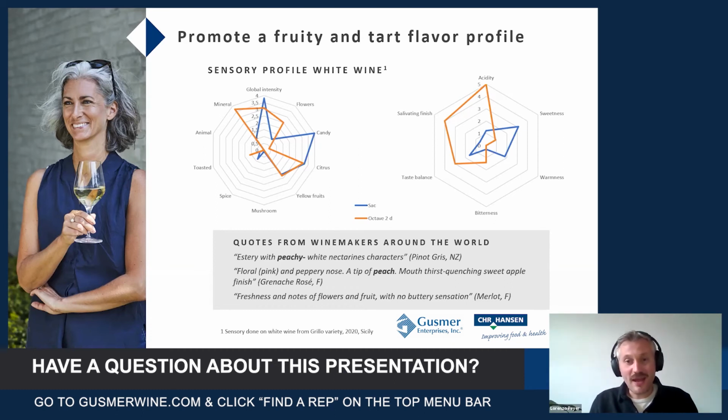So it's scoring quite high, and winemakers around the world have also described Octave, when added, as being quite peachy and thirst quenching. Again, you need to expect acidity helping the freshness and the crispiness of these wines, and just basically delivering a fresh wine.